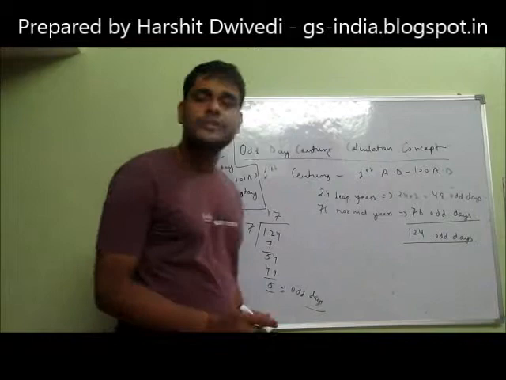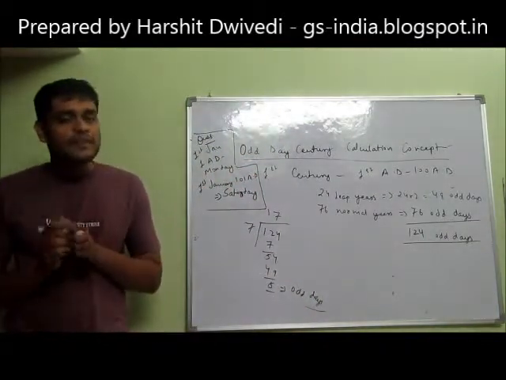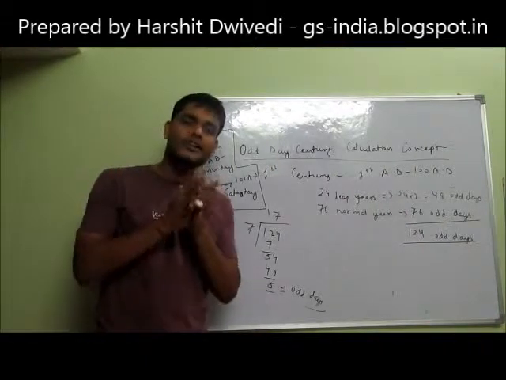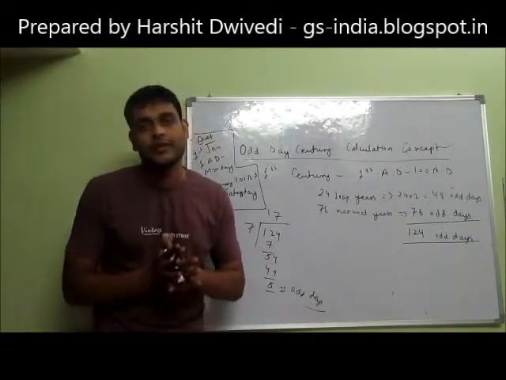This is a way to proceed with these sorts of questions. You just need to know that in the first century, that is in the first 100 years, the number of odd days obtained by us is 5. That's it.